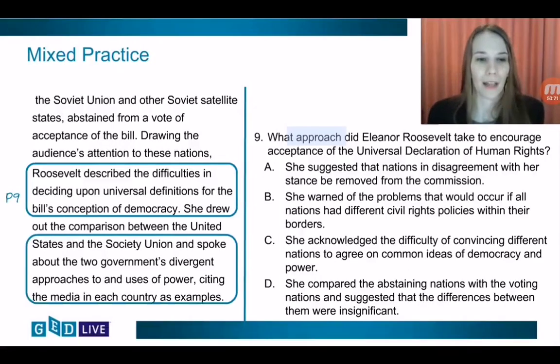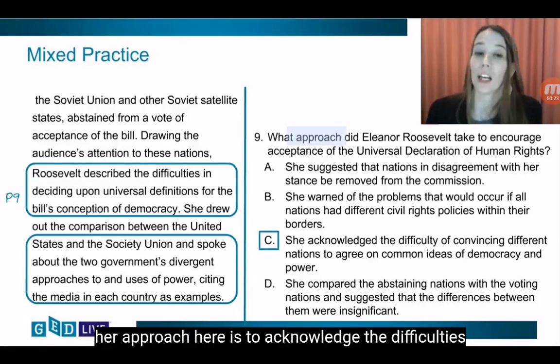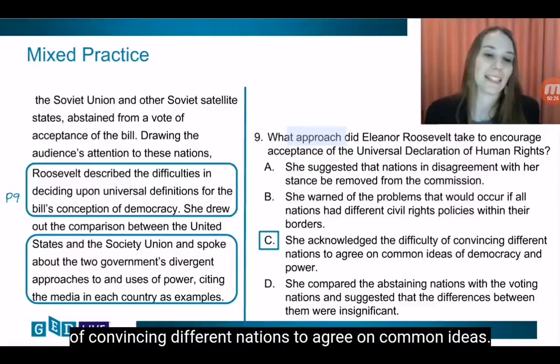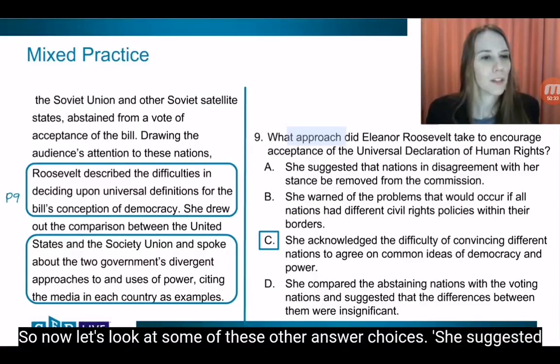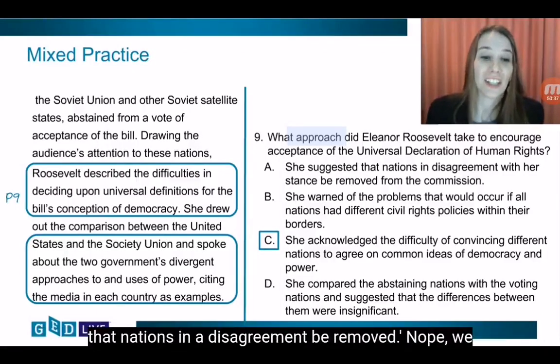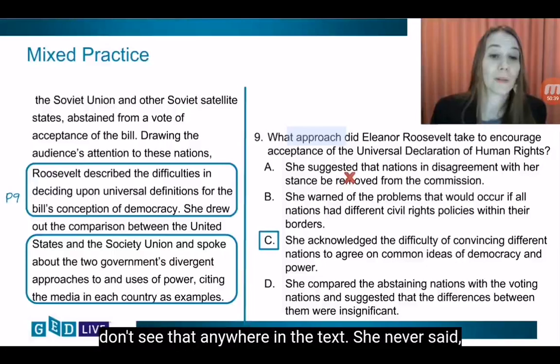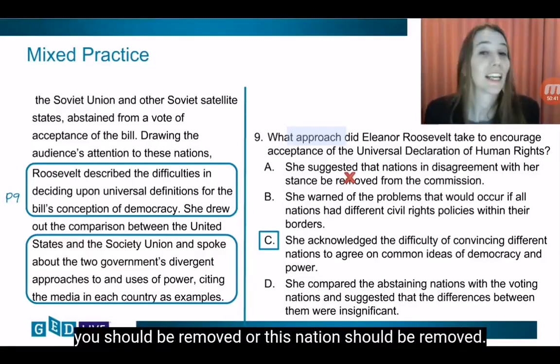Right. So her approach here is to acknowledge the difficulties of convincing different nations to agree on common ideas. So that is clearly illustrated in the text. So let's look at some of these other answer choices. She suggested that nations in a disagreement be removed. Nope, we don't see that anywhere in the text. She never said you should be removed or this nation should be removed.